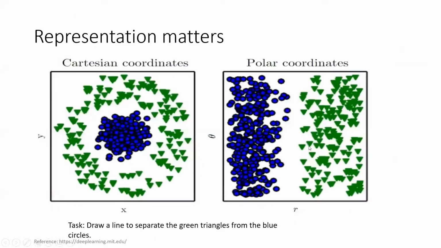When you look at these images, we have Cartesian coordinates and polar coordinates. If you're given a task to draw a line to separate the green triangles from the blue triangles, you're going to find that it is easier to get a line that would differentiate the green triangles from the blue triangles. I can actually draw a line here. But this problem is complex because I'm not going to get a line that will be able to differentiate the green triangles and the blue circles. It is hard. So this is where deep learning comes in. Deep learning can actually solve these complex problems.